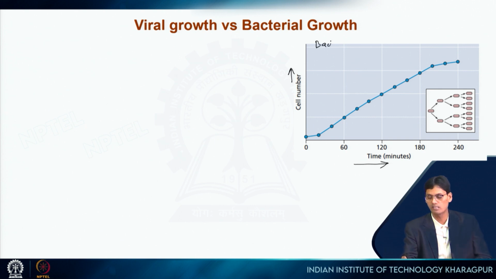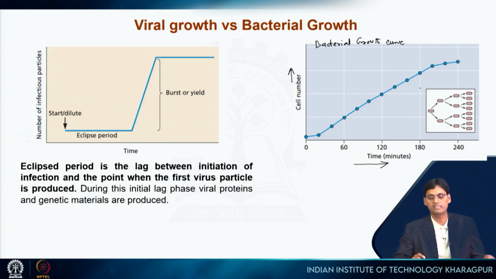So this is the bacterial growth curve, for example E. coli. You know that in optimum condition, E. coli can multiply in 20 minutes. As a result, E. coli undergoes binary fission, from 2 to 4, 4 to 8, and that way it will grow. You will get this kind of curve: initially the lag phase, then the log phase, then it goes like this. But in case of viral growth, it is completely different.